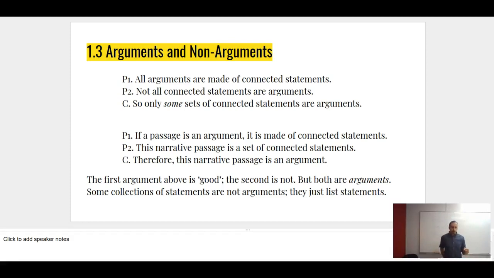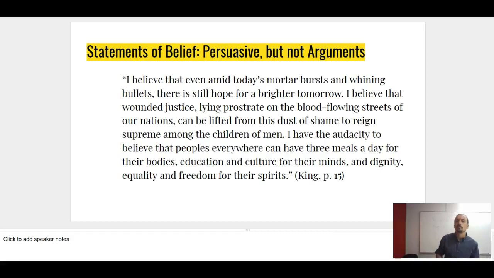However, not all collections of statements are arguments. Sometimes they're just collections of statements. So statements of personal belief can be persuasive. They can play a rhetorical role, but they're not necessarily going to be arguments that we're going to analyze in terms of their deductive structure.